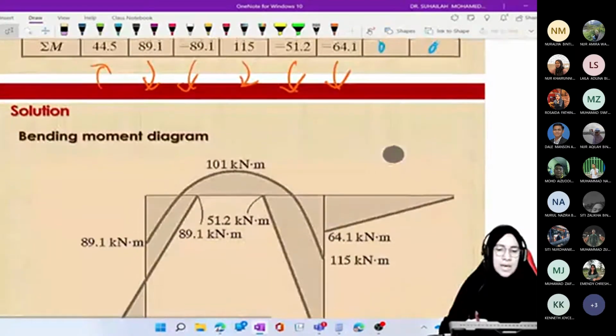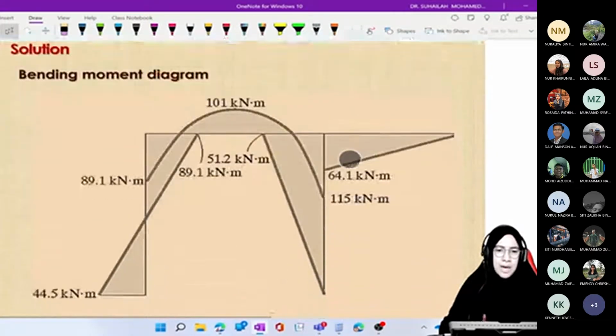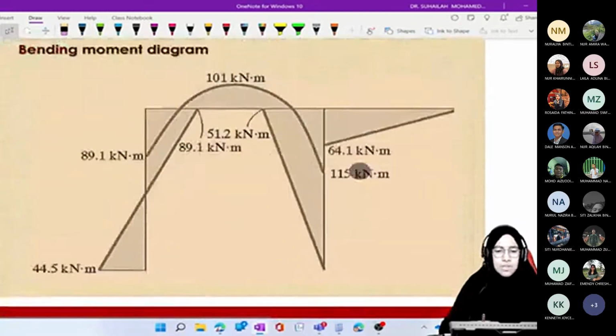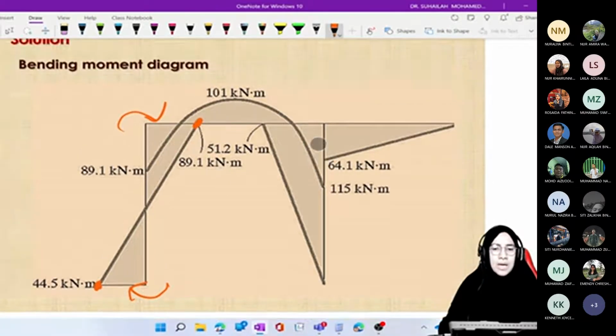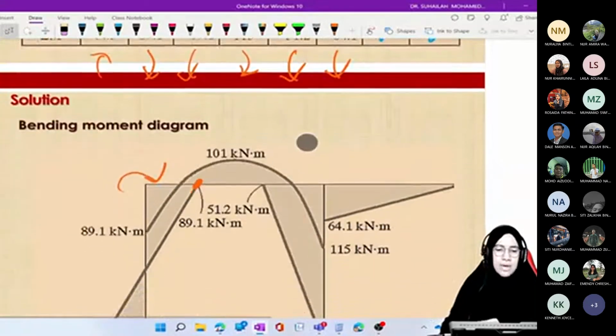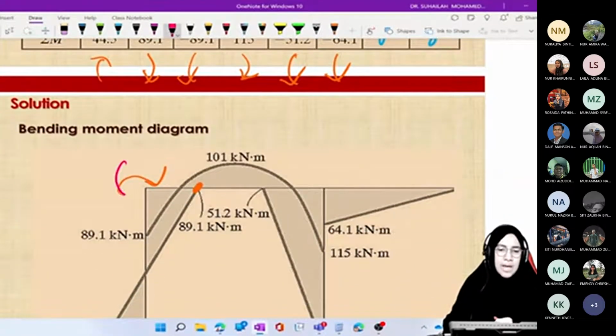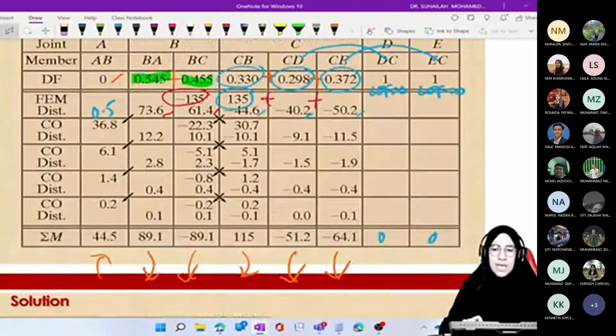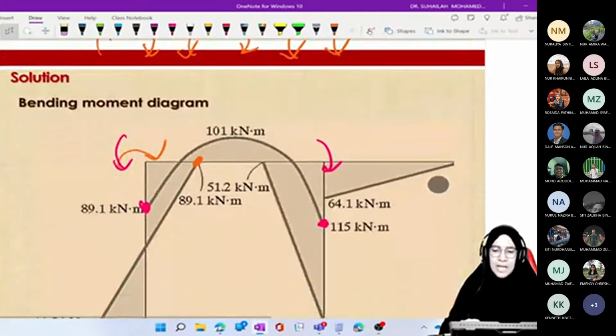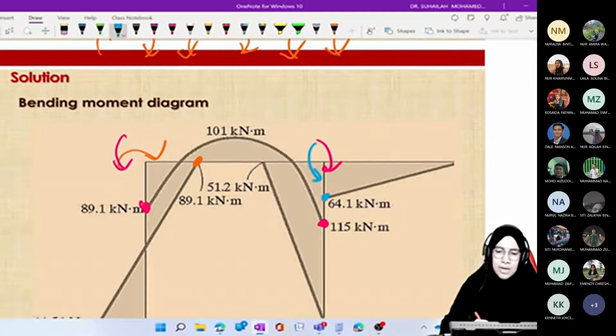So what we get is, for AB and BA, positive, positive, this direction and this direction. That's why the points are at this position and at this position. For BC and CB, we got negative, negative. That's why the points are this point and this point. And then member CE is negative, negative. So that's why this point is located here and it is 0 because of pin support.